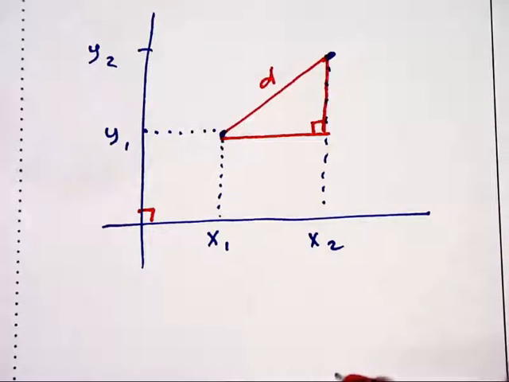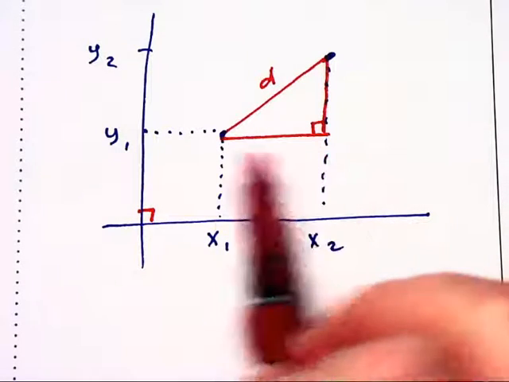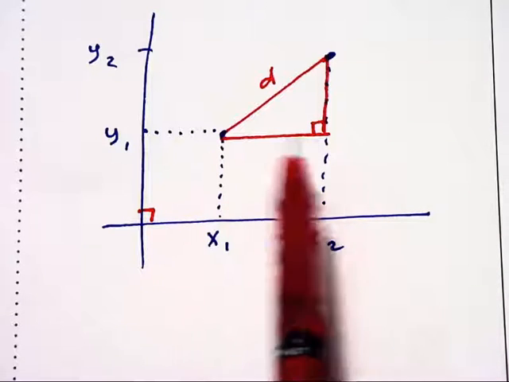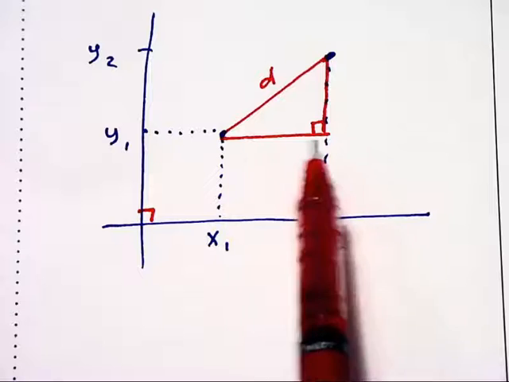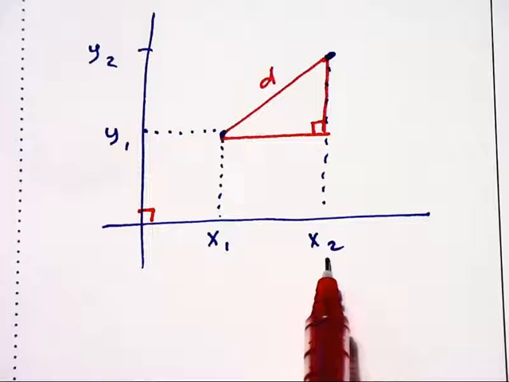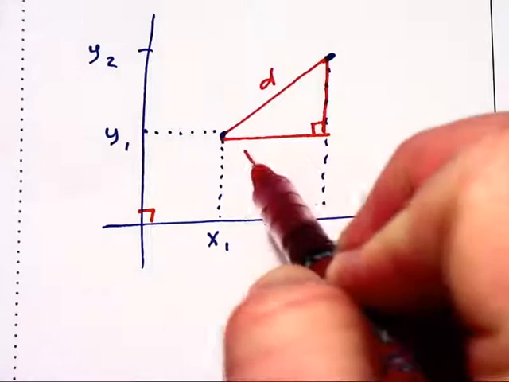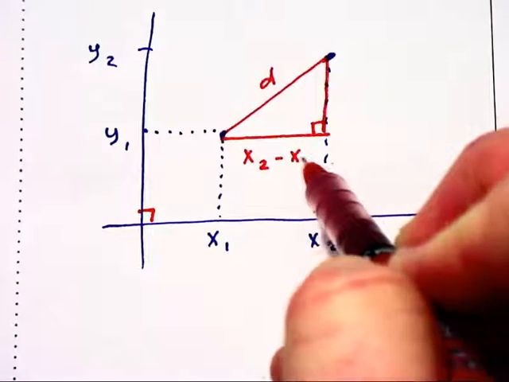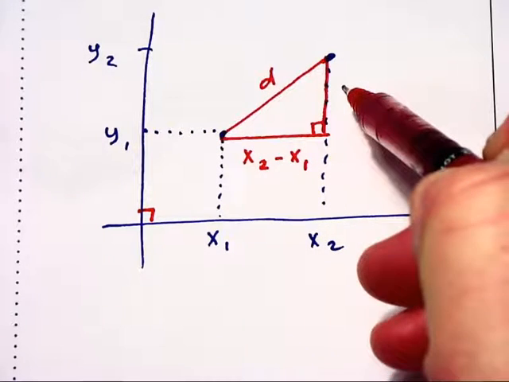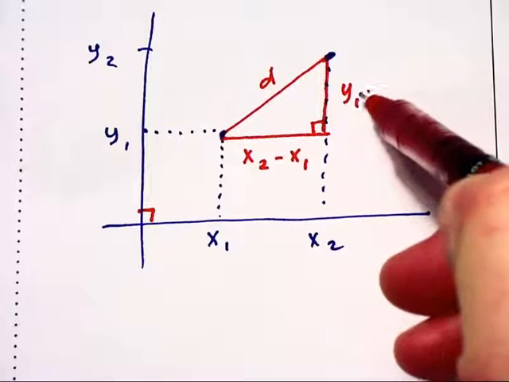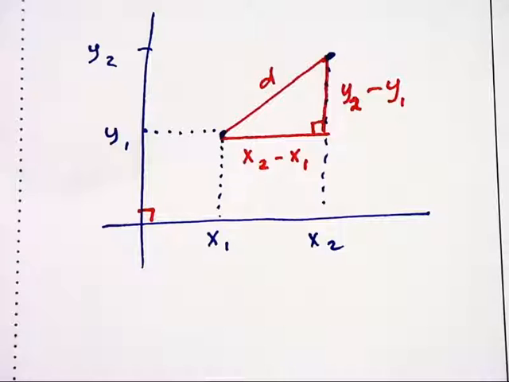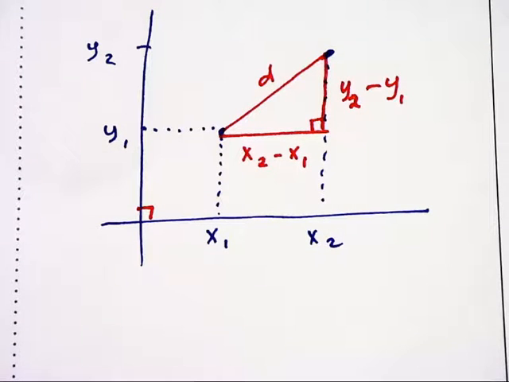Now, the first thing we need to do is identify the length of each of these sides. Notice if this were to go from 6 to 10, we'd say that this is 4 units long, and that is found by going 10 minus 6. Well, in this case, it's x2 minus x1, and that right there will be the base of this triangle. By like reasoning, the height of this triangle is going to be y2 minus y1. And we can then apply the Pythagorean theorem here.